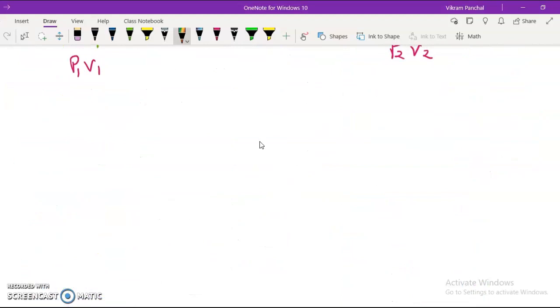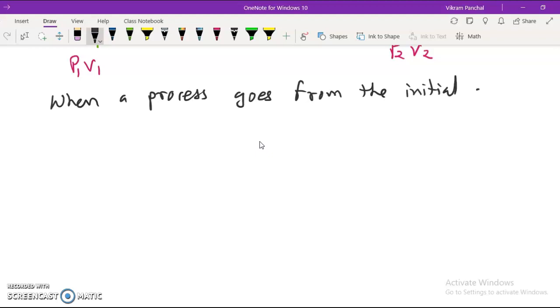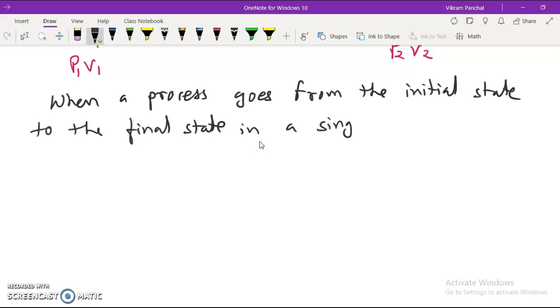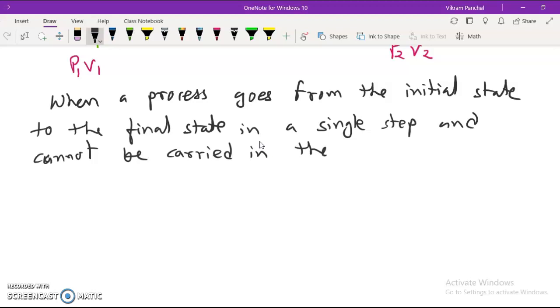Now, in an irreversible process, when a process goes from the initial state to the final state in a single step, and cannot be carried in the reverse order, it is said to be an irreversible process.